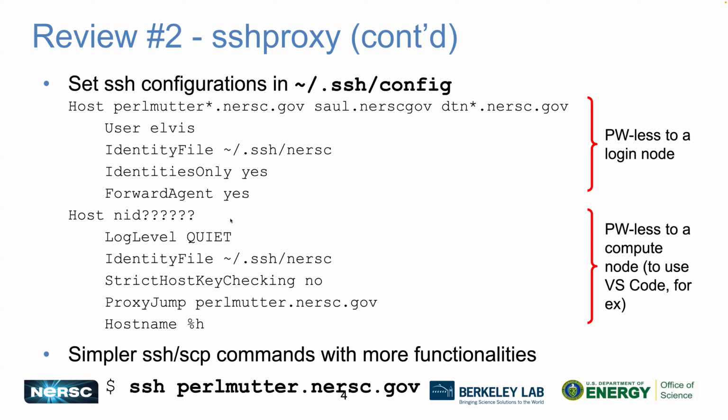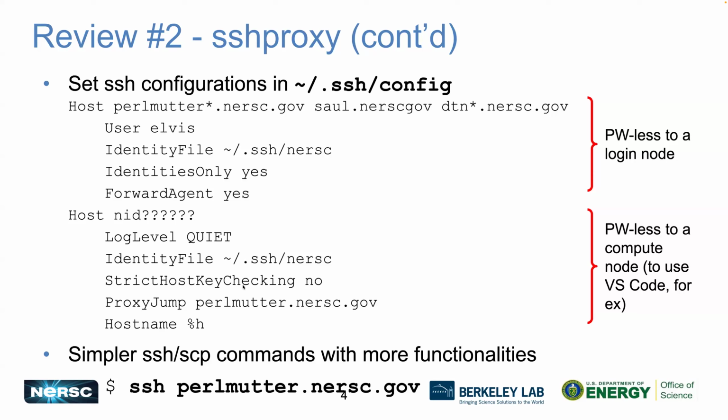So what it does is connect to the compute node. The compute node hostname starts with NID, node ID, and then 6 digits. So we put the wildcard question mark here, each denoting a single character. If you SSH to a node like that, you want to use the same private key, SSH keys, and you don't want to check the host key.